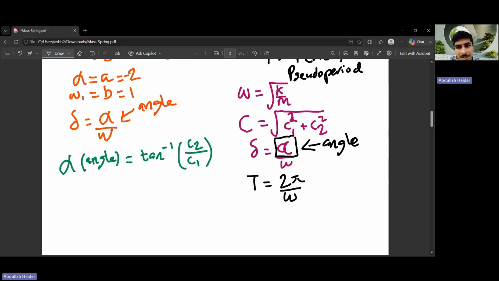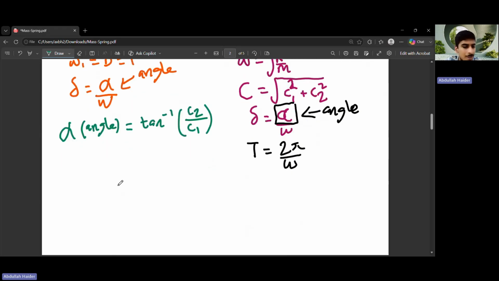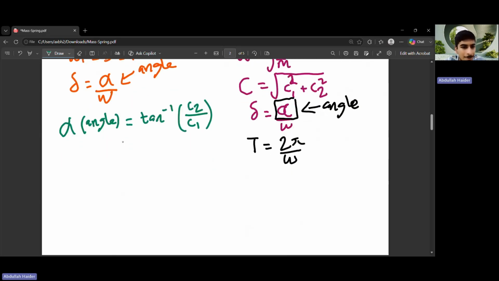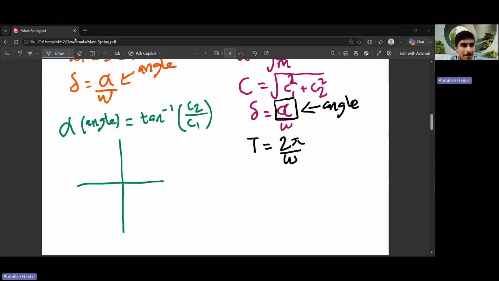To be honest, you really need to memorize these formulas. The angle one is also important. It came in the final. And also you need to know the sign convention for C1 and C2.